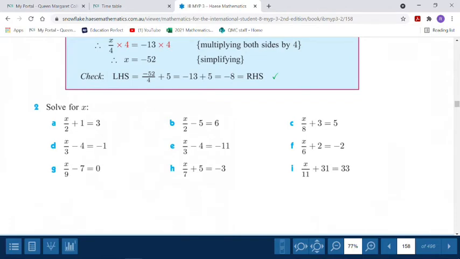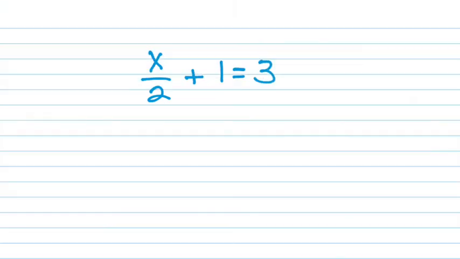We'll start off fairly easy. So on page 158, number 2, let's see. We'll just do the first column together. So we have x/2 + 1 = 3.